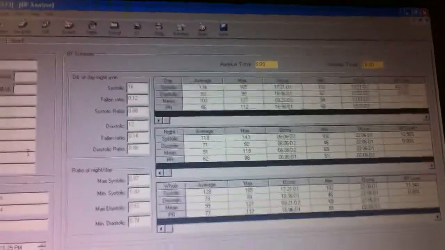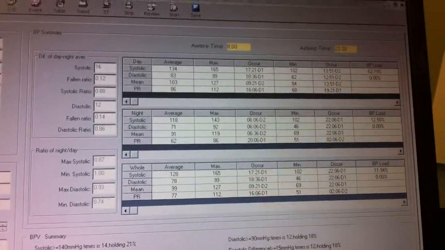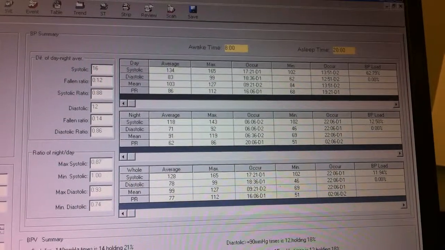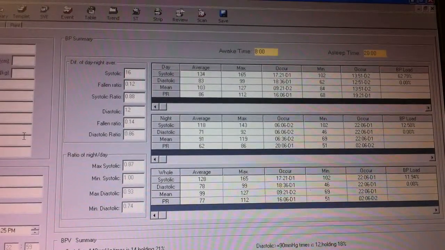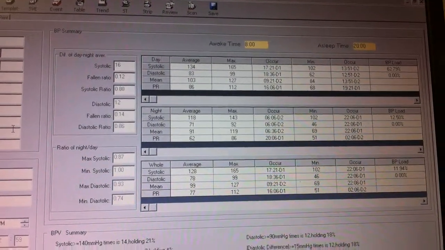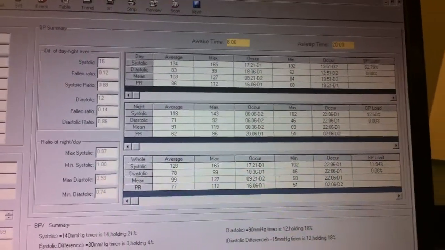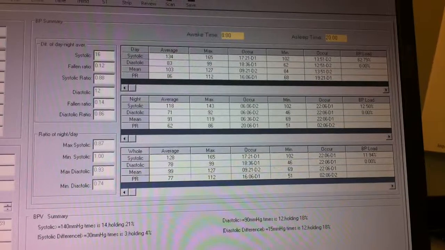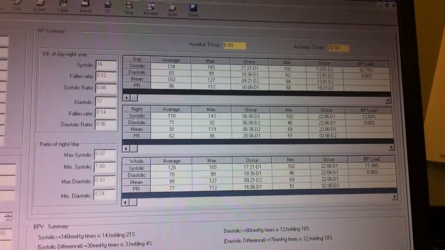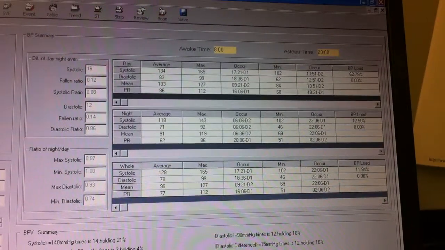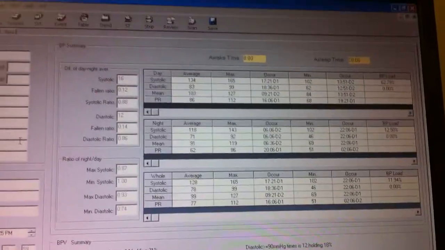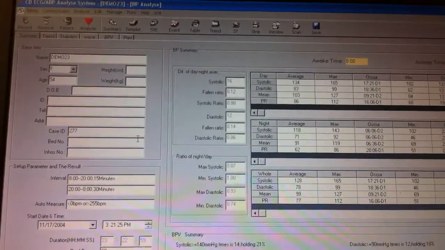And here we have a delineation of the different blood pressure values taken and what time they were taken. There are quite a few different mathematical or arithmetic measurements that go into greater detail in the manual. But here you can see a listing of different blood pressures measured during the study.